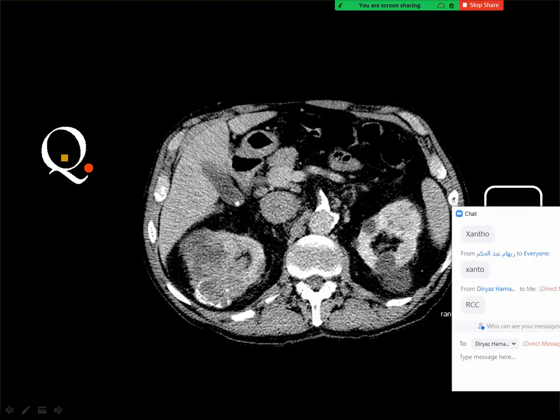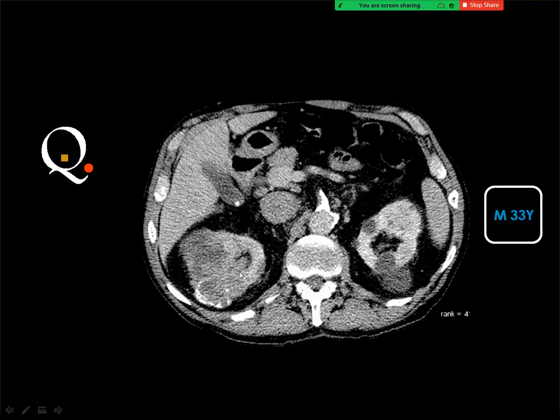Yes, this is renal cell carcinoma. The answer is right, and you have a solid mass in the right kidney, but these are simple cysts. And you see, these are simple cysts. Maybe the image is not that good, but you have cystic lesions on the left side, a solid mass on the right side, and a stone in the gallbladder as well.